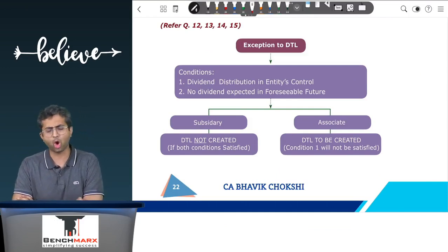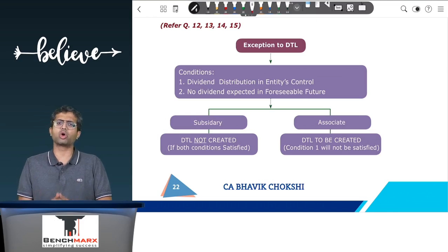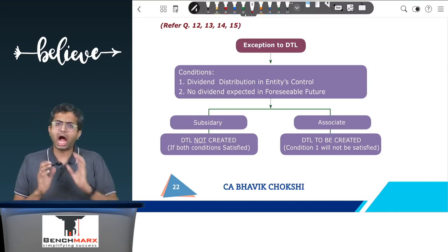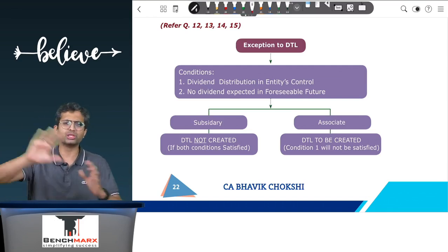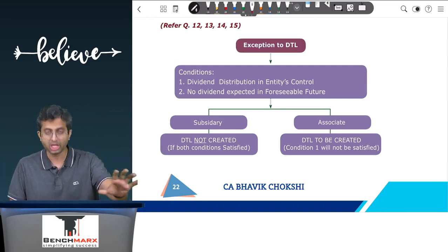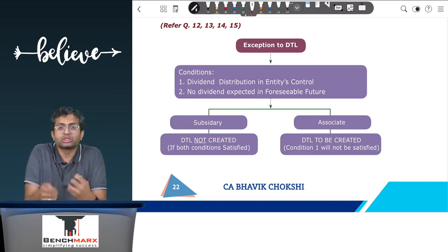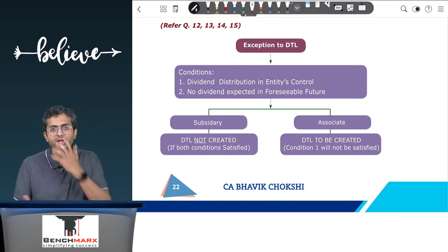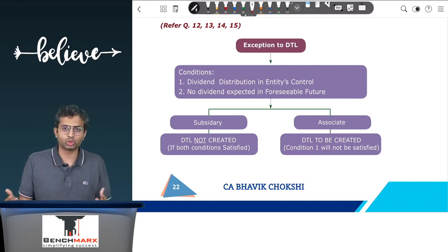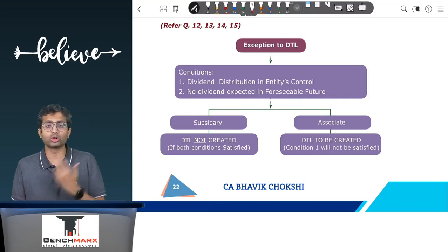subsidiary or parent and investor and associate relationships. Ideally, you should always create a deferred tax liability, except if it is on goodwill, in which case you will not create a deferred tax liability. Or let us say you control the timing of payment of tax. Usually you do not control. Liability is something where you have no realistic alternative but to pay.